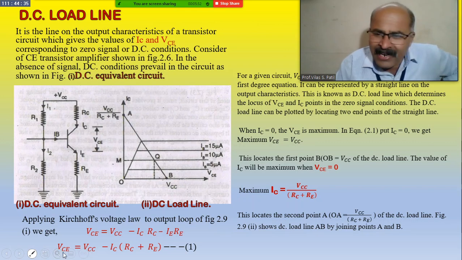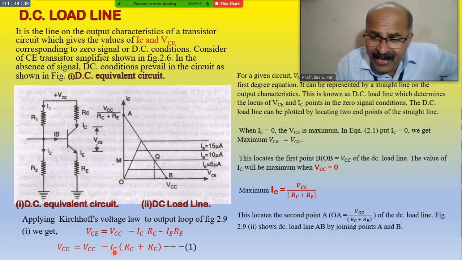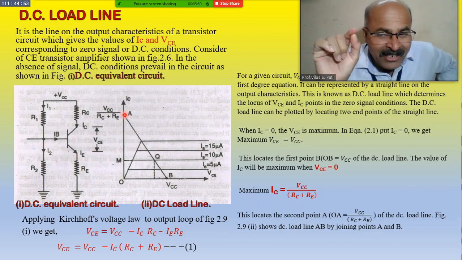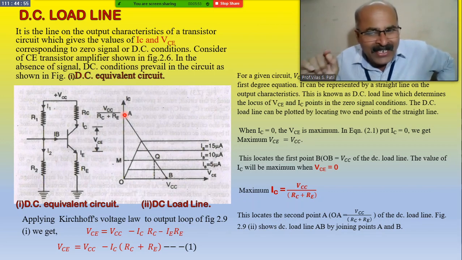VCC ही पलीकडे टर्मिनल नेली, म्हणजे VCC is equal to IC into (RC plus RE) झाली. इथं मला IC बरोबर पाहिजे, IC बरोबर काय झालं सांगा, VCC divided by (RC plus RE) झालं. म्हणजे हा पॉइंट मला मिळाला, A पॉइंटची व्हॅल्यू मिळाली, A पॉइंटची लोकेशन मिळाली. आता मला B पॉइंटची लोकेशन पाहिजे.